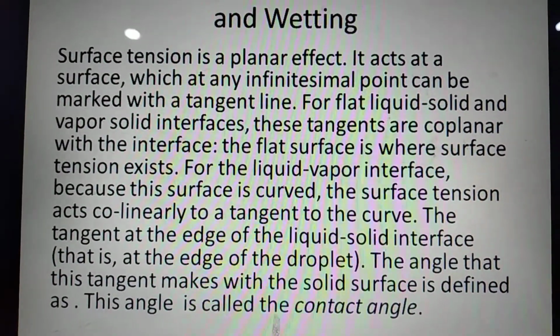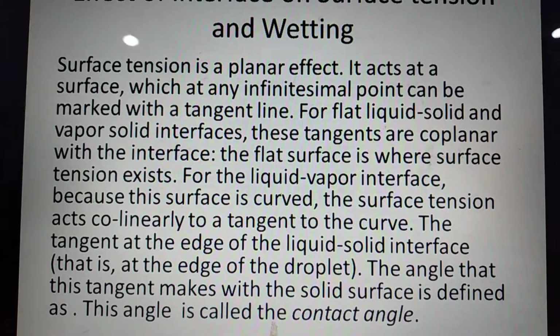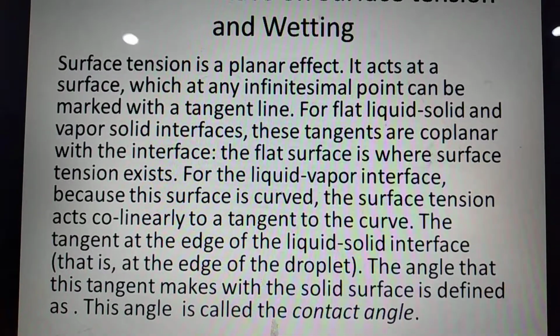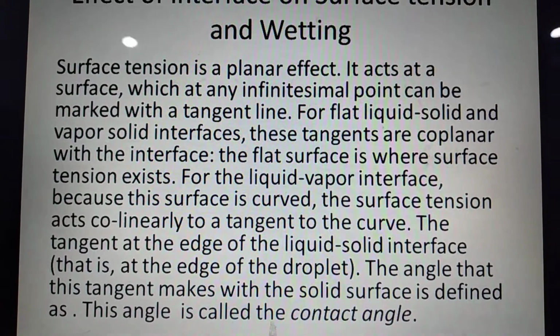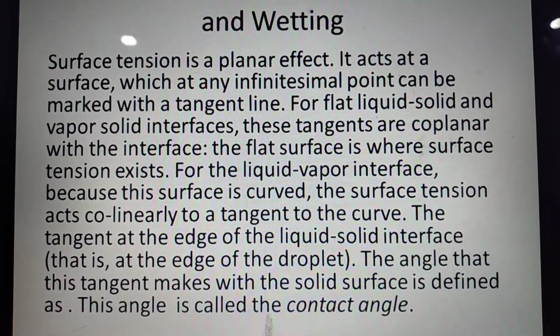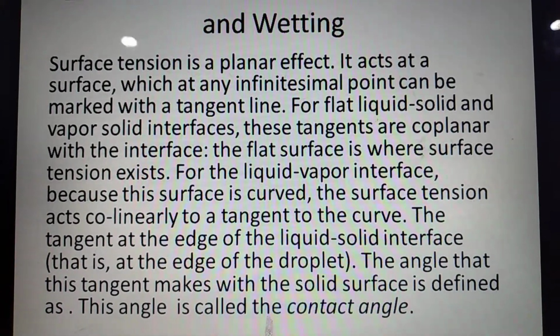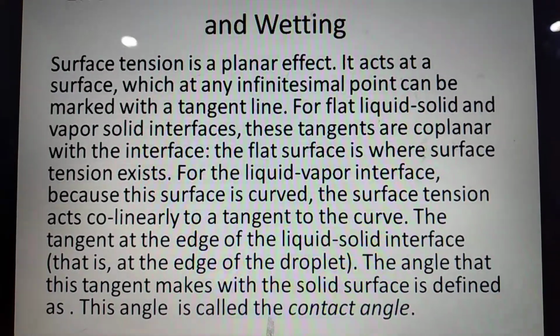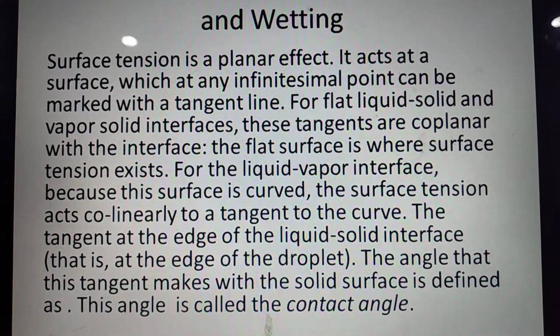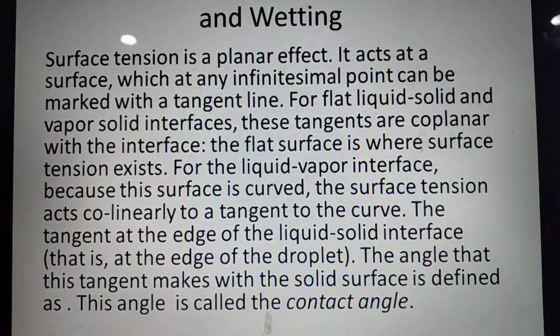Surface tension is a planar effect, acting along the surface, so at an infinitesimal point it can be marked with a tangent line. This tangent line gives the contact angle. For flat liquid-solid and vapor-solid surfaces, these tangents are coplanar with each other, and the flat surface is where the surface tension exists.